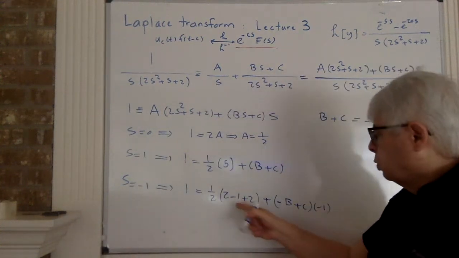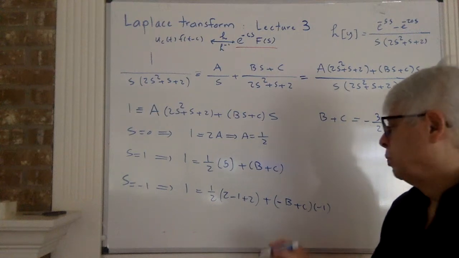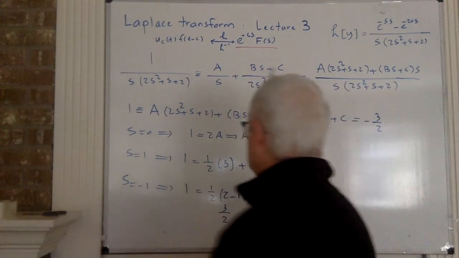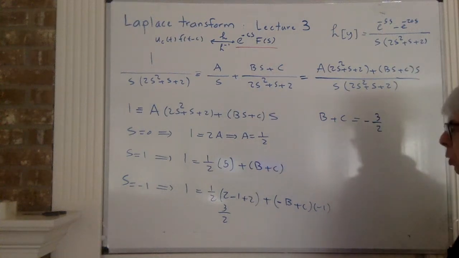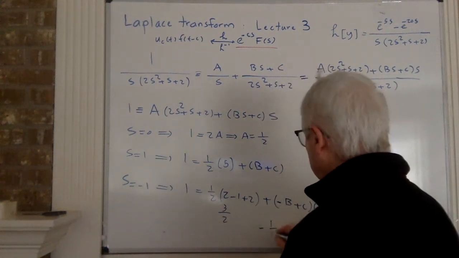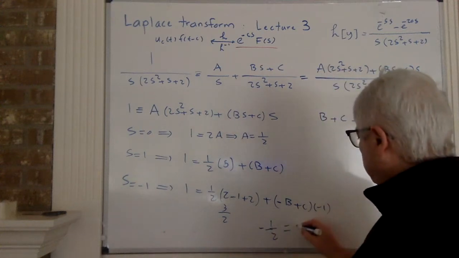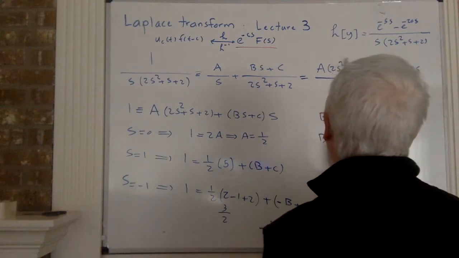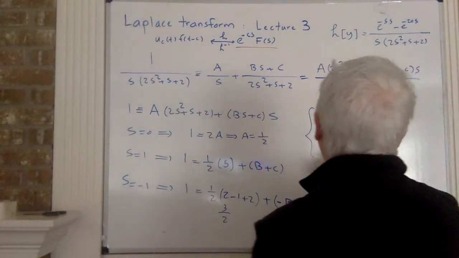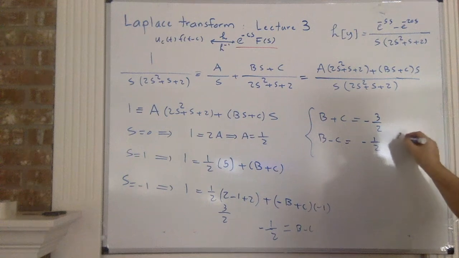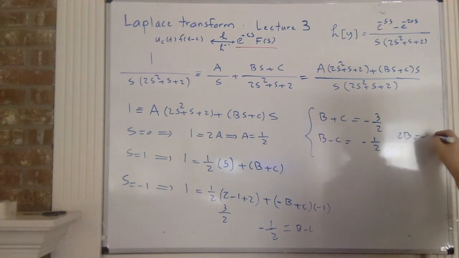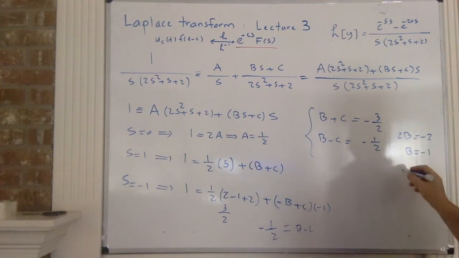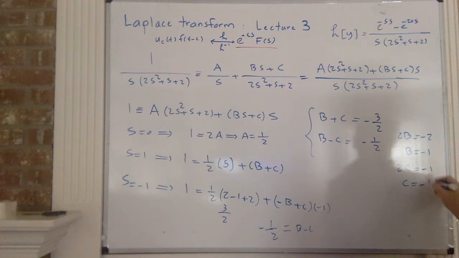So 2 plus 2 is 4 minus the 3 halves, and 1 minus 3 halves is minus 1 half. So on this side I have minus 1 half, and on this side I have B minus C. So B minus C is minus 1 half. If I add them, I get 2B equals minus 2. In fact, B is negative 1, and so 2C, if I subtract, is minus 1, so C is minus 1 half.